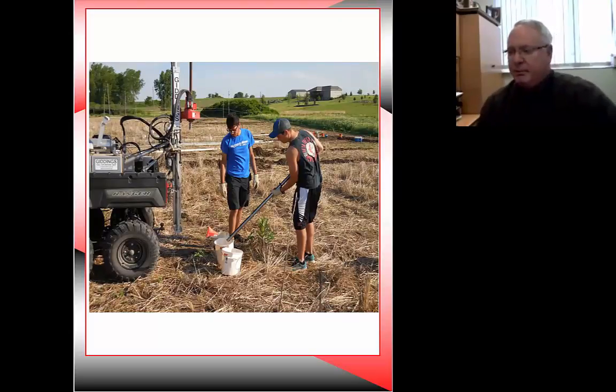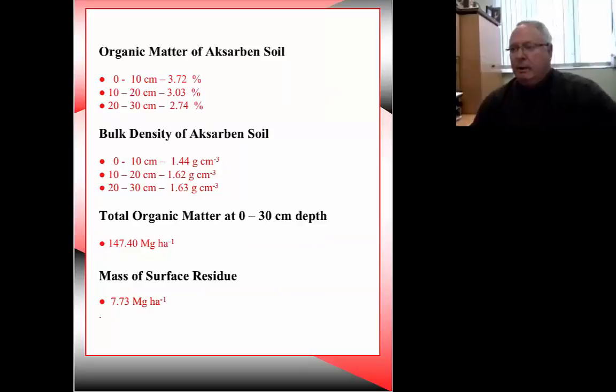So what I'll do next is share some of the results of the soil and vegetative analysis that we collected. Looking at organic matter, we see that the organic matter at this site varied from 3.72 to 2.7%, at depths from 0 to 10 to 20 to 30 centimeters. The bulk density for this site also varied from 1.44 to 1.63 grams per cubic centimeter. So we go through and do a calculation to find out what the total organic matter was in this soil in the 0 to 30 centimeter depth, and we find that organic matter was 147 megagrams per hectare. So if you would, please just keep that number in mind.